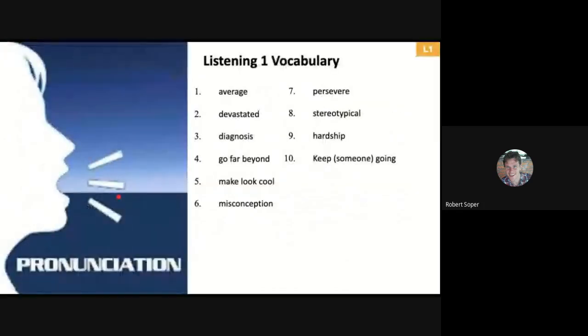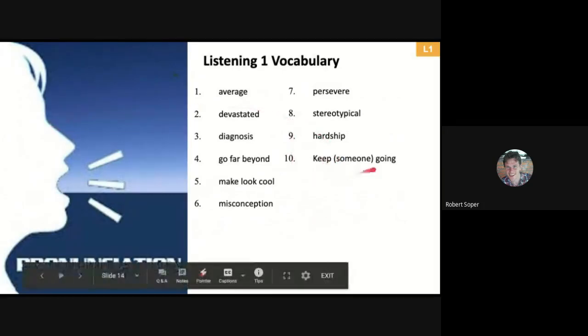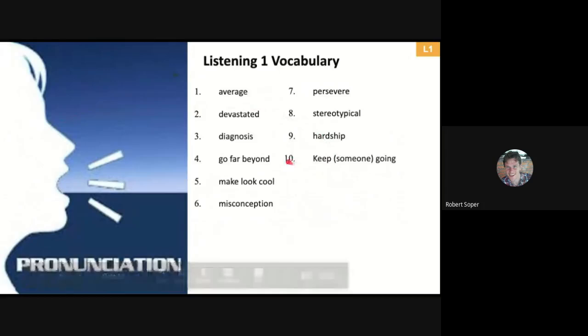All right, let's move to the listening vocabulary. So we have here 10 words. We've actually already covered one of them, to keep someone going. And we're going to just at this point work on the pronunciation of these 10 words.